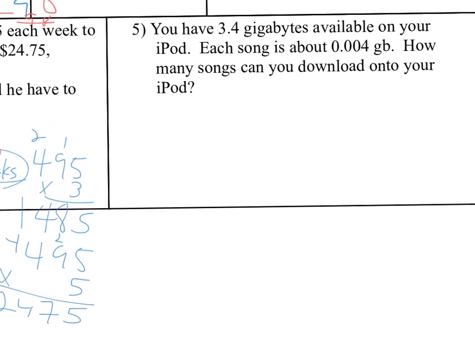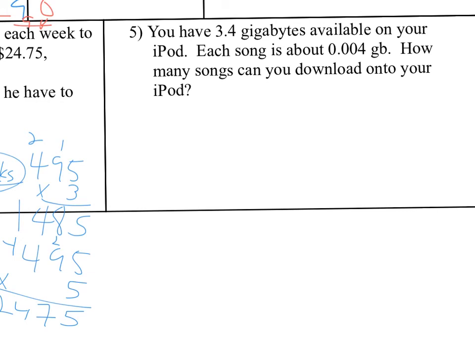All right, let's look at the very last problem. You have 3 and 4/10 gigabytes available on your iPod. Each song is about 4/1000 of a gigabyte. How many songs can you download onto your iPod? So 3 and 4/10 is my total space I have. Each song is 4 thousandths. So that means the total is 3 and 4/10, which is my dividend. And then each song takes up 4/1000 gigabytes.